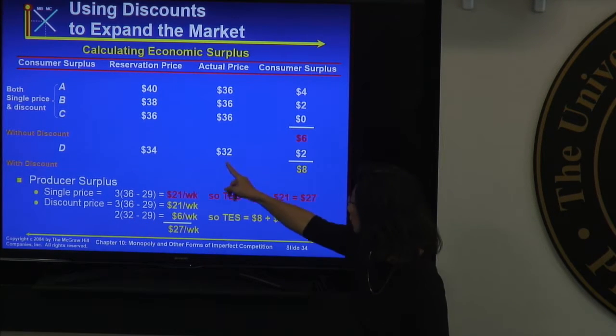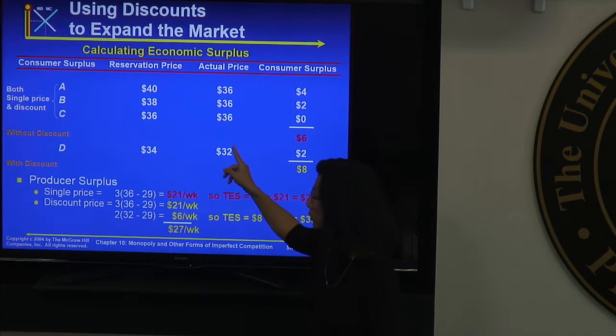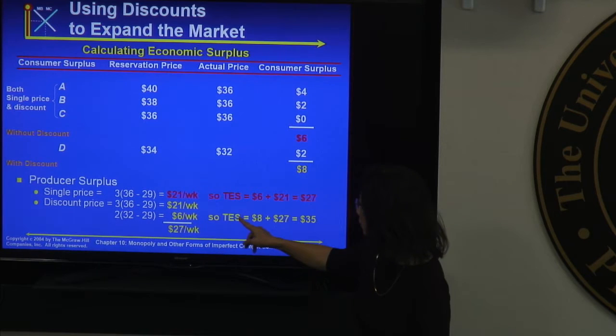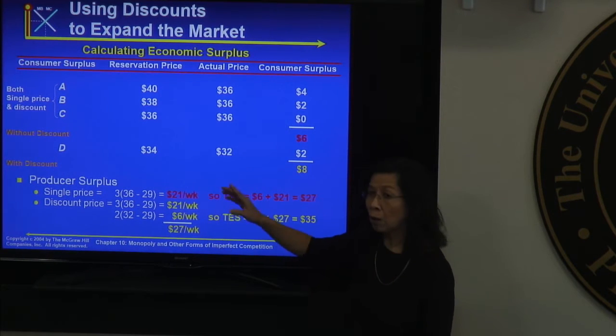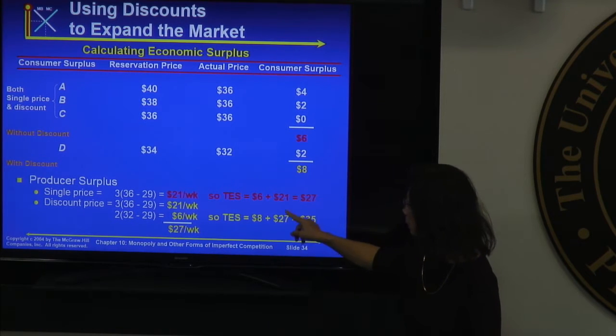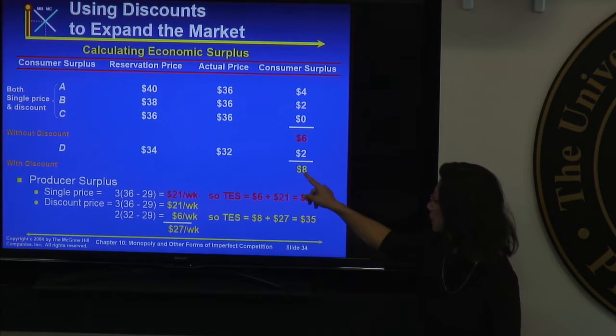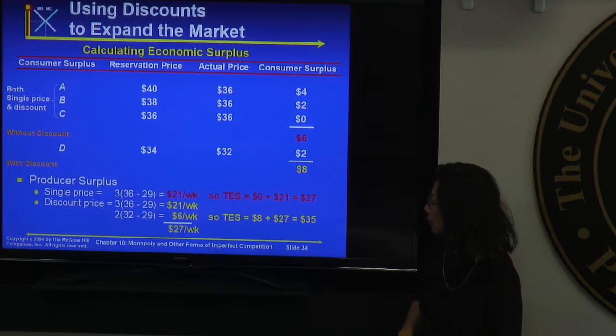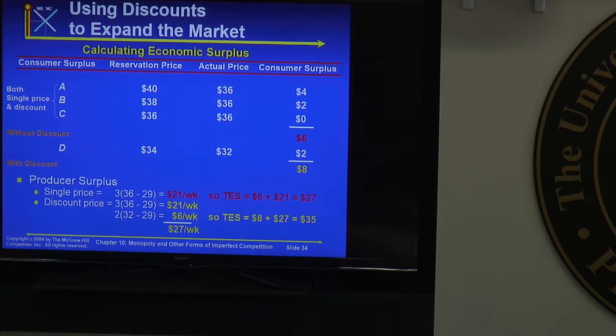So 32 minus 29, because that's a reservation price to get 2 of them. So then you have 6 here, so total economic surplus, when you offer coupon, would be 21 plus 6, 27. So that's your producer surplus, 27 plus 8, because you have to include both markets. So you got 35. So in other words, when you introduce, I should write this down, one more. This is, you got 35 as your total economic surplus.